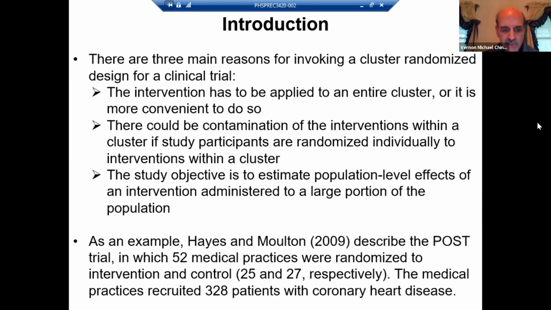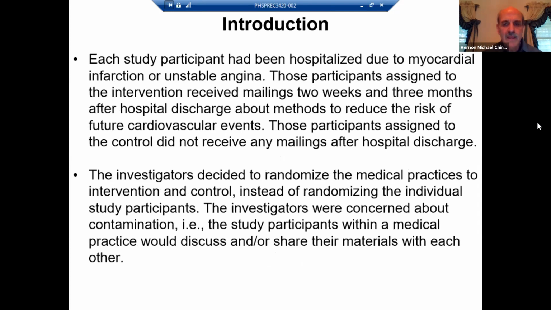And in this particular study, there were 52 medical practices in which the investigators randomized them to intervention and control. 25 practices were randomized to intervention, 27 were randomized to control. They had a total across these 52 medical practices, a total of 328 patients with coronary heart disease, right?